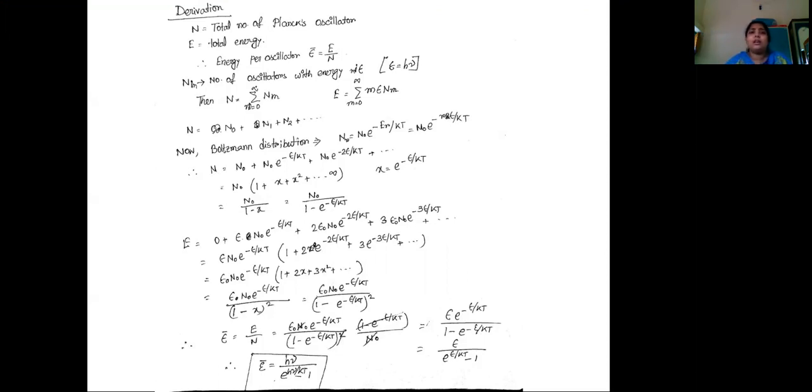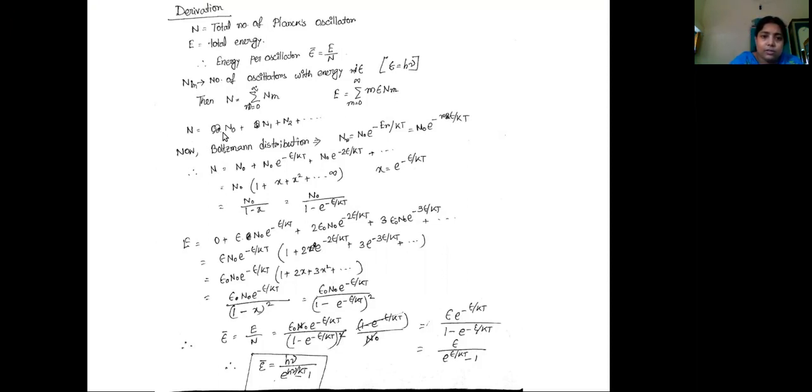So the total number of oscillators will be capital N equals summation over m equal to 0 to infinity of n_m, and the total energy will be summation m equal to 0 to infinity of m into n_m into epsilon, or m into n_m into h nu.